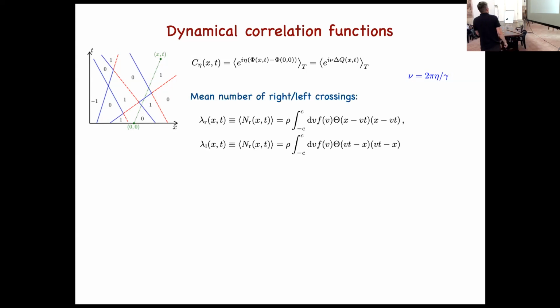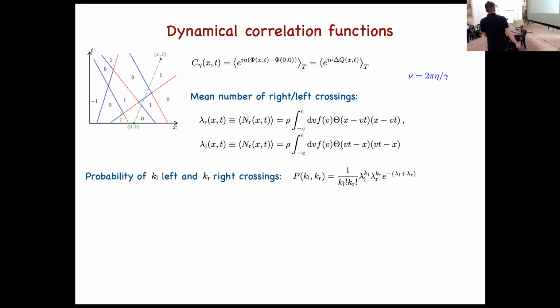So now, I will refer to this integer number as the charge of the domain, because actually it can be computed from the charges of the particles that cross this green line. I don't know if you can see it, but there's a green dotted line connecting the 2 points in space-time where my operators are inserted. And clearly, if a soliton comes from the right, then it increases the charge of the domain by 1 and so on. So it makes sense to compute the probability of having K_L left and K_R right crossings.